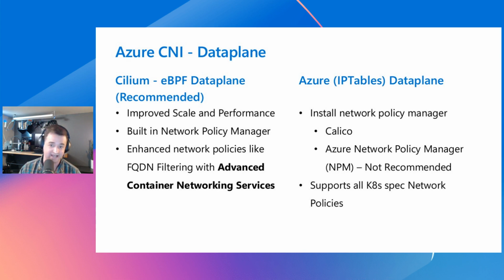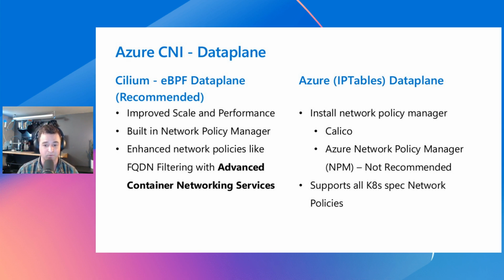Now, there's also the, quote unquote, Azure data plane, which uses iptables. iptables are in a strange place. They might be going away. So we do recommend the eBPF data plane. It's where all of our investments are going, and it's where the most performant and scalable options are right now. With the iptables data plane, you do have to install a network policy manager if you want one. We have Calico, and we also have Azure Network Policy Manager, which is NPM. This is not recommended. NPM has some pretty severe scale limitations, but we do list it here because it is one of our options. So Calico, or ideally the Cilium eBPF data plane, is our better option.